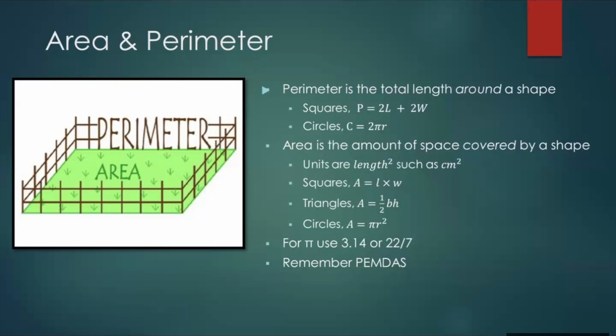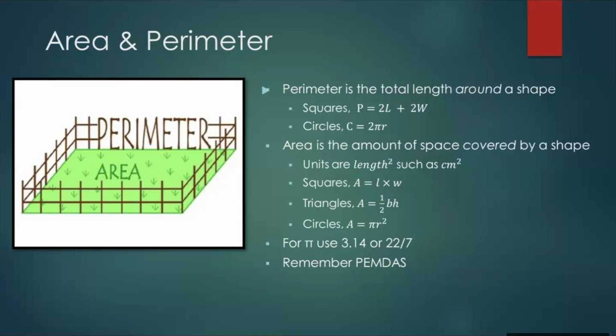So let's say our base was 1 centimeter. Our height was 2 centimeters. All right. We would do 1/2 times 1 times 2. So that would give us 1/2 times 2 times 1 is 2. So 1/2 times 2 is just 2 over 2, which is equal to 1. So 1 centimeter squared would be the area of that triangle.